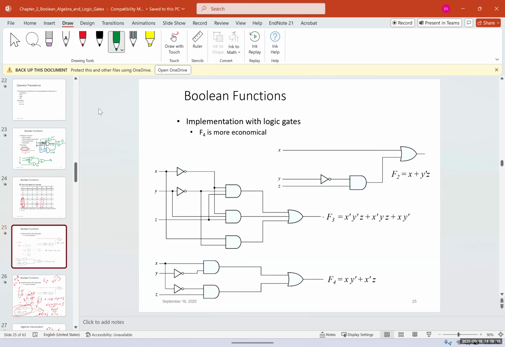Now I want to give you a small practice. If X is 1, Y is 1, and Z is 0, what is F3 equal to? Or let's find it for all three of them. We want to find F2, F3, and F4, where X and Y are 1, and Z is 0. We'll give you a few minutes to think on it.